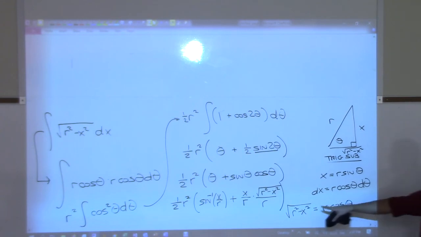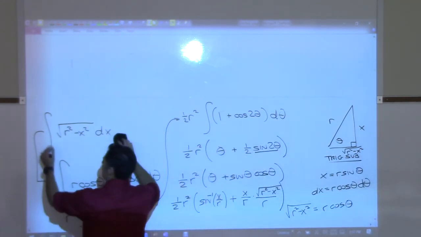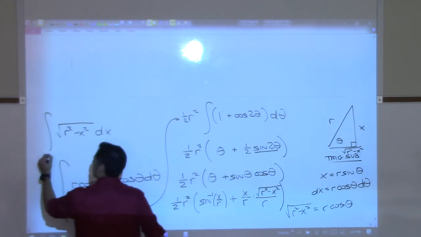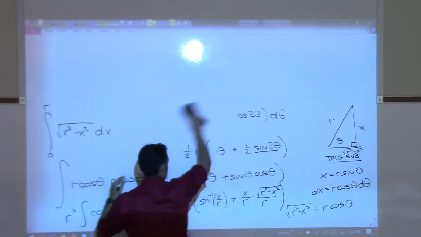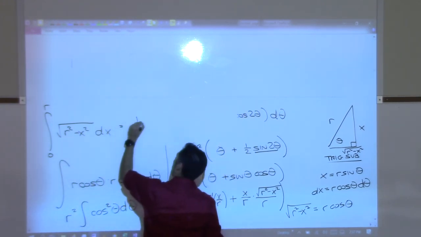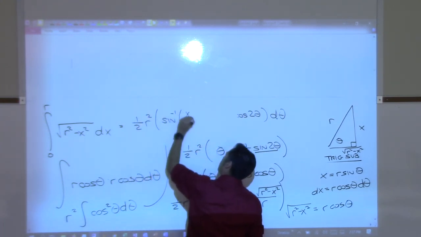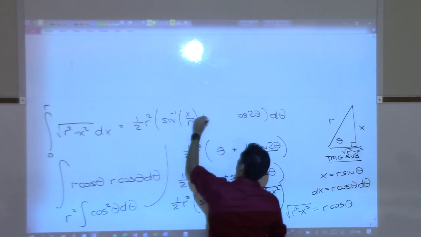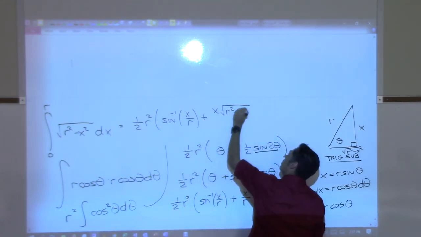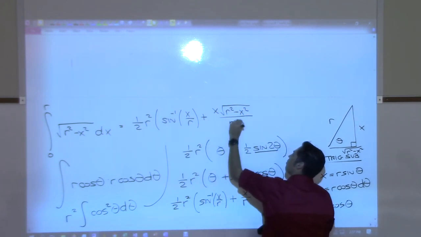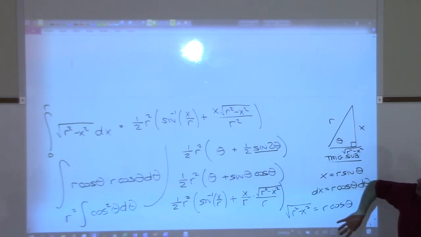No, okay, so that's the antiderivative, right? Remember where we were. We were doing this integral from 0 to r, and we needed the antiderivative of that. It is equal to 1/2 r squared arc sine of x over r plus x times the square root of r squared minus x squared over r squared. That's just these two put together, yes? Okay, that's the antiderivative.